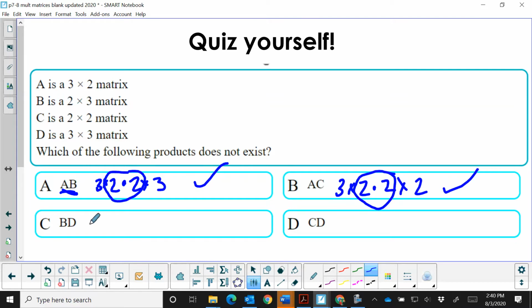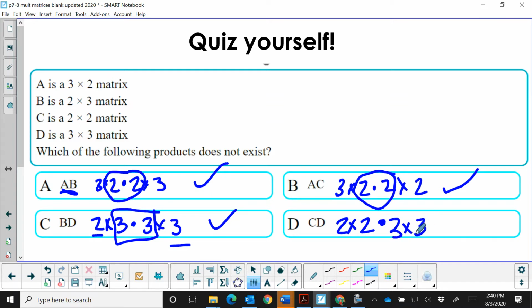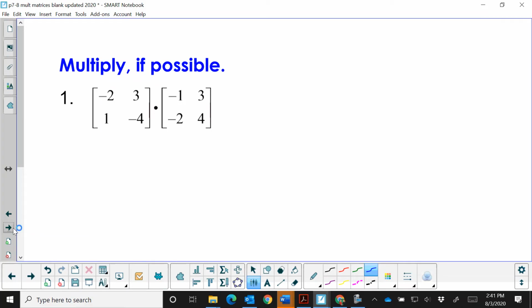Let's try B and D. So B is a 2 by 3 times D, which is a 3 by 3. And again, the inner dimensions match. So this one works. And what would the answer be? The answer would be a 2 by 3. And then the last one is a 2 by 2. That's C times D, which is a 3 by 3. Now, both of those are square matrices, but the inner dimensions do not match. So that is the one that does not exist, DNE, or not possible. So hopefully that kind of helped you check.